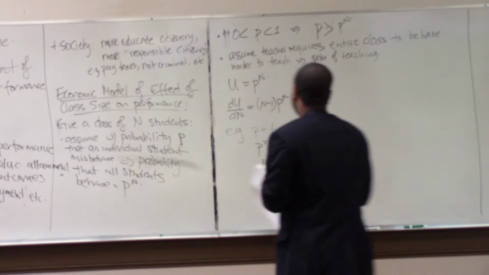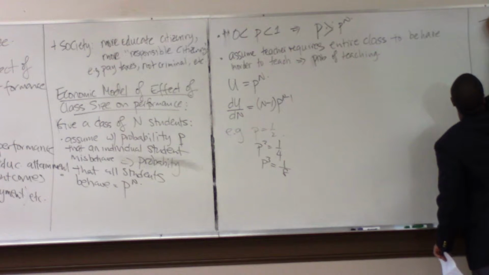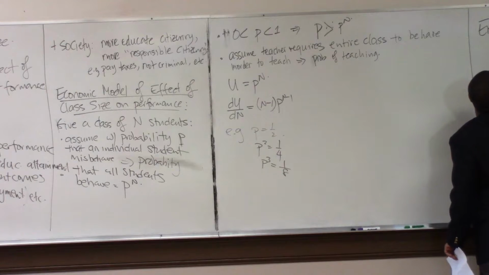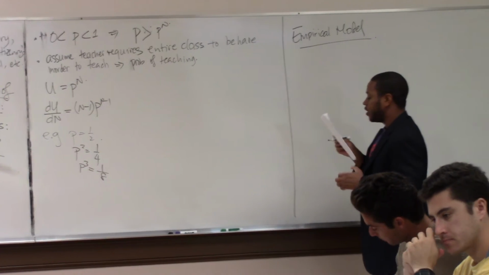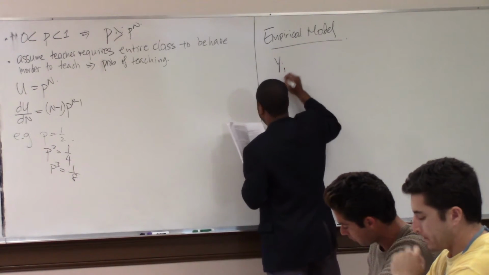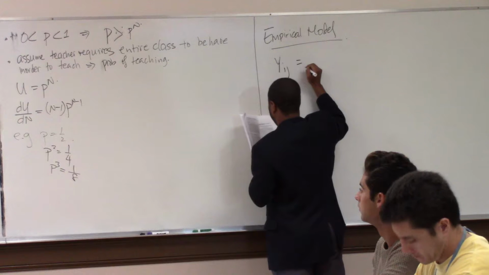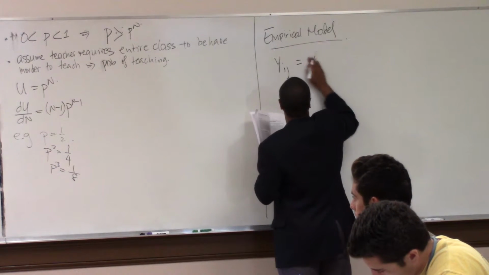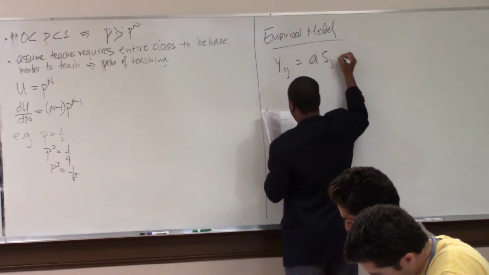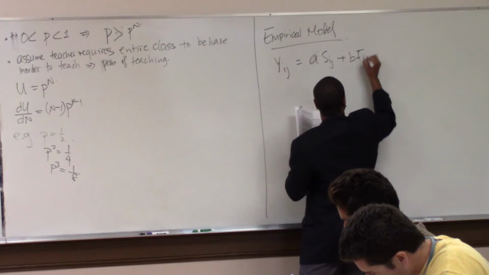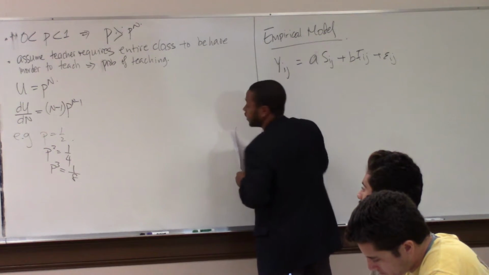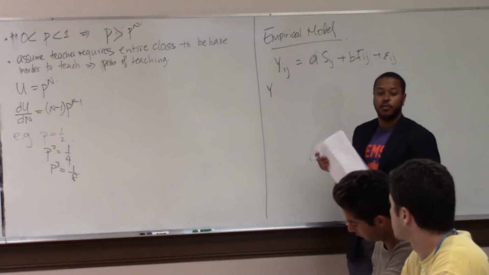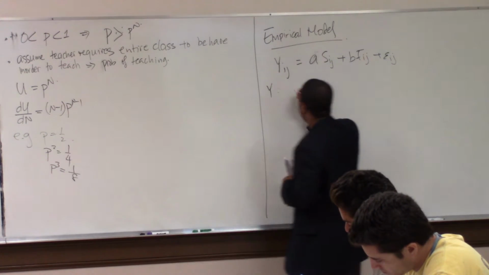Okay. Now let's look at our empirical model. The empirical model in this paper is Y_ij equals A S_ij plus B F_ij plus epsilon_ij. What's Y going to represent? What's Y in the model? Yep, Y is student achievement.